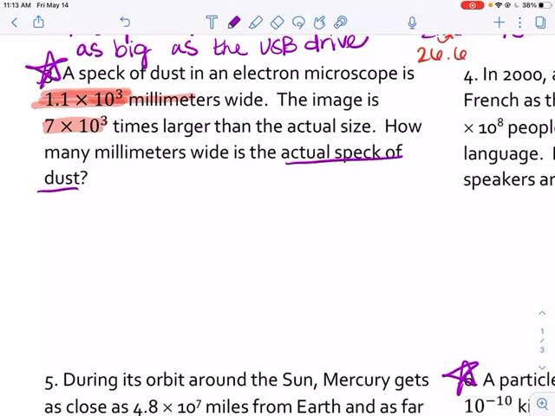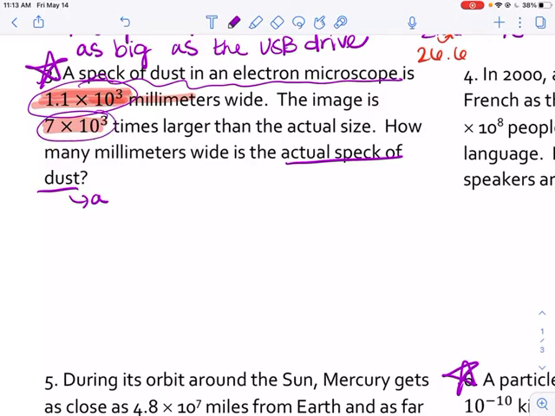So because I don't know it, I'm going to call it A. The reason why I'm calling it A is because this problem is really, really hard for me to envision. So I'm going to write it as an equation to try and figure out what I should be doing with these numbers. So that's the actual speck of dust. So what was the first measurement? This is what it looks like in an electron microscope. So this is how big the image is. And the image is this many times larger than the actual size. So the actual size is going to be a lot smaller.